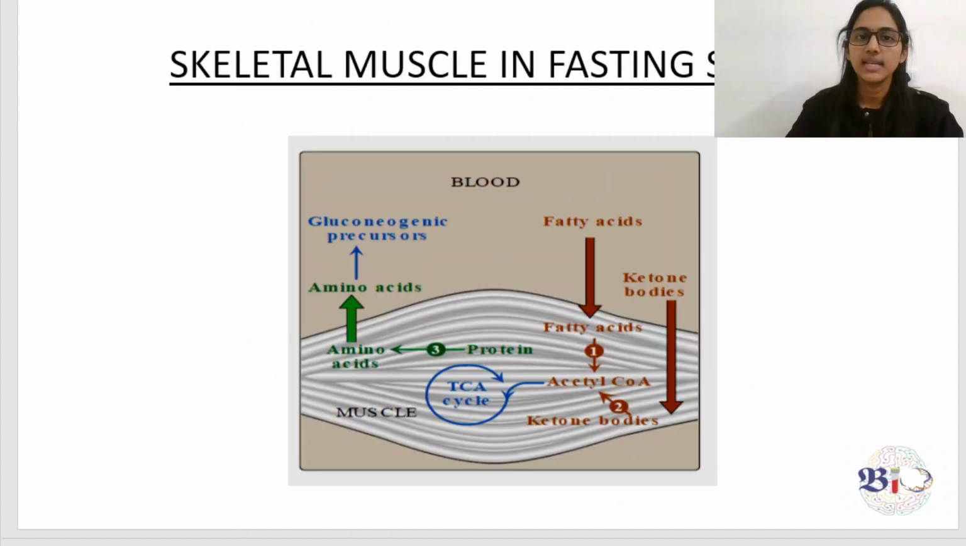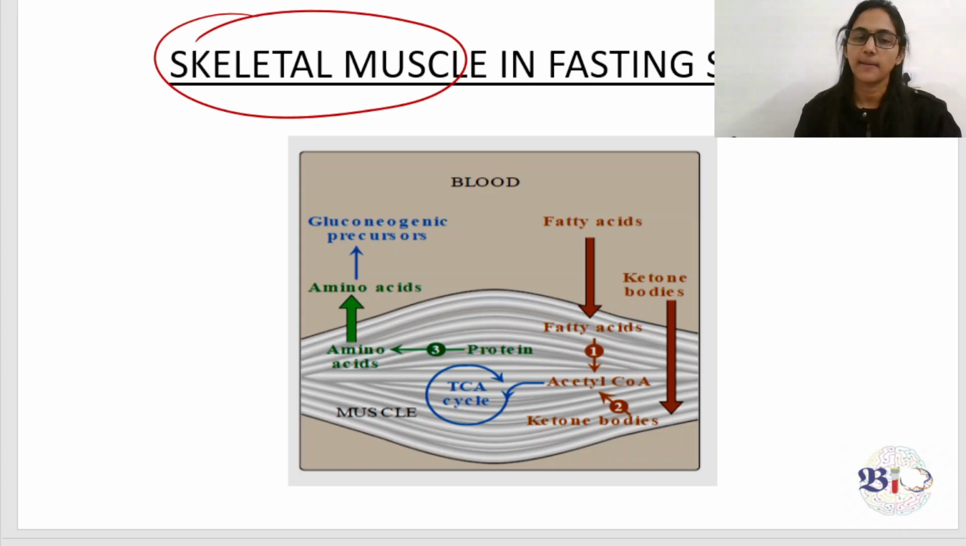The next one is skeletal muscle in the fasting state. Skeletal muscle in the fasting state, what can happen? The ketone bodies which are being synthesized from the liver will be utilized by the muscle, right? And the muscle can also utilize fatty acids. Fatty acid oxidation can give them energy.